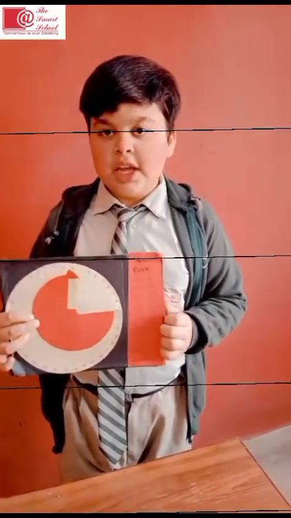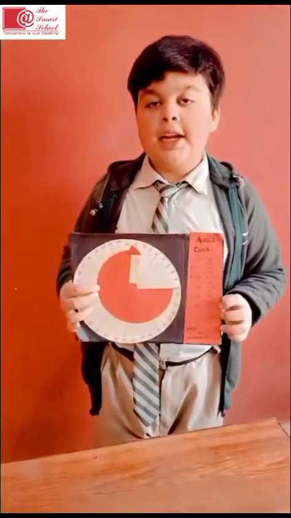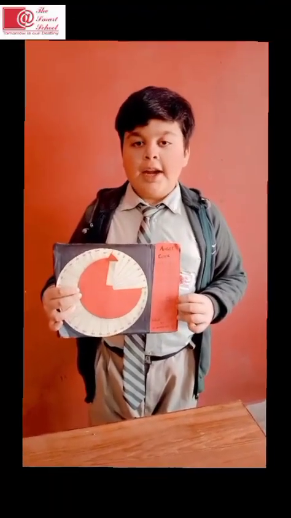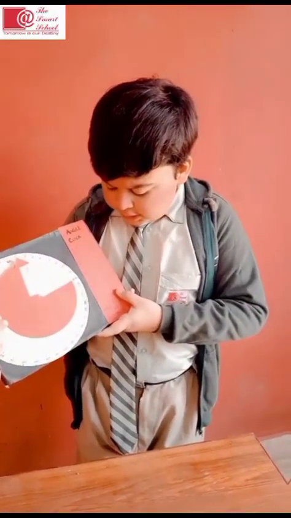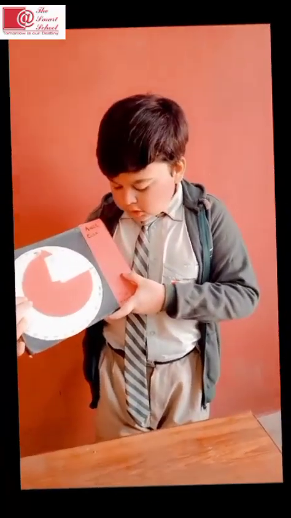As you can see, the angles that are greater than 90 are called obtuse angles, and the angles that are less than 90 are called acute angles, and the angles that are exactly 90 are called right angles, and the angles that are above 180 are called reflex angles, and the full 360 angle is called a full circle.